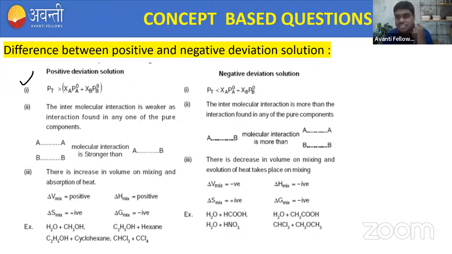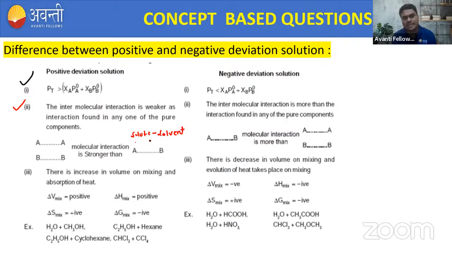So when the force of attraction between the solute and solvent is less as compared to the force of attraction between solute-solute and solvent-solvent, then it is said to be positive deviation, right? So here it will be written as: the intermolecular interaction is weaker than the interaction found in any one of the pure components. That is, the force of attraction between AA, solute-solute, and BB, solvent-solvent, is stronger than AB, that is, solute and solvent, right?